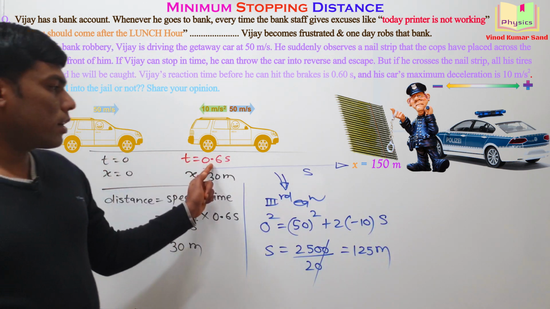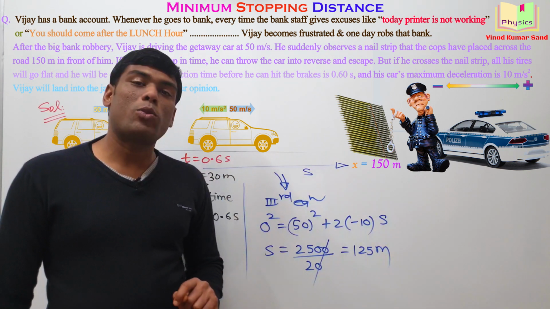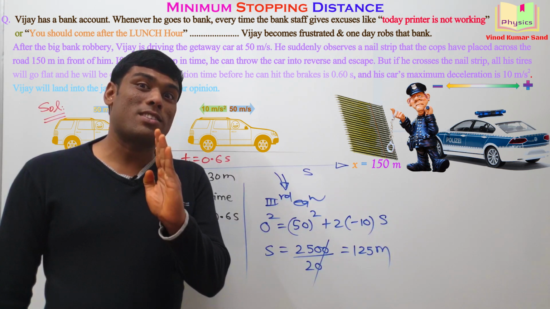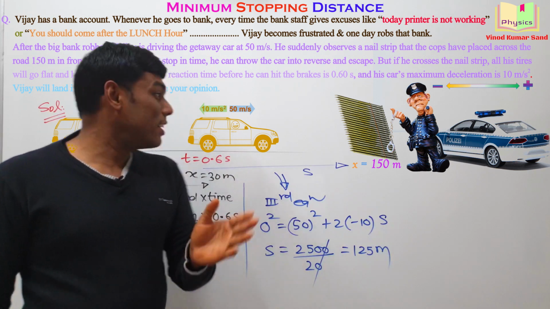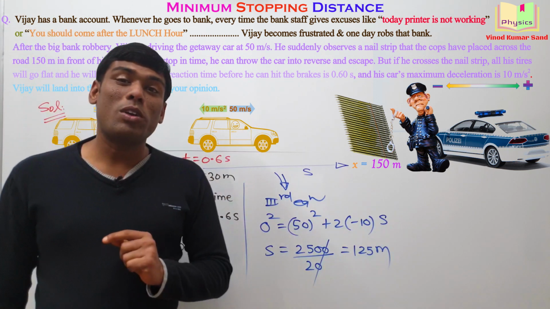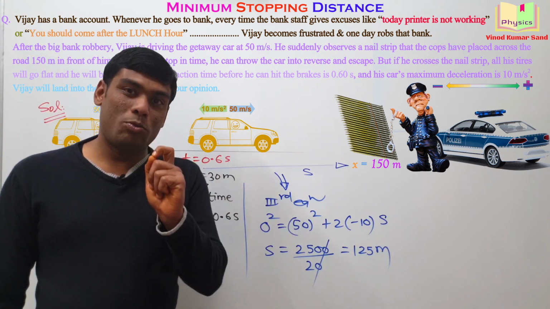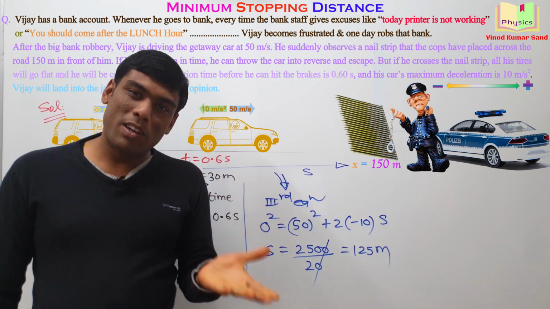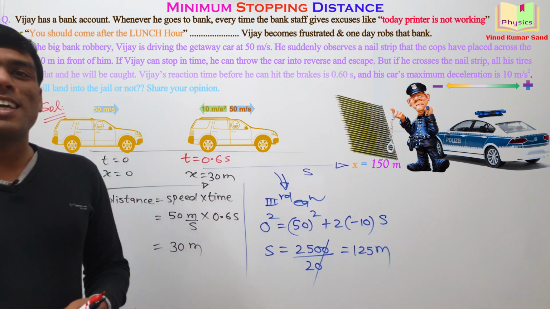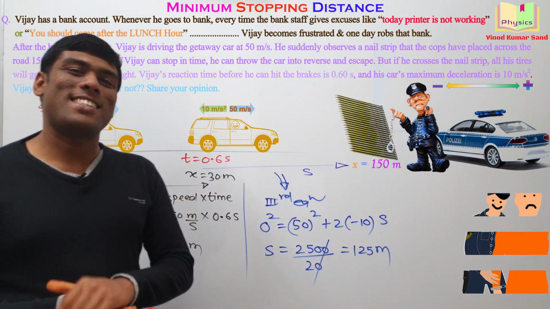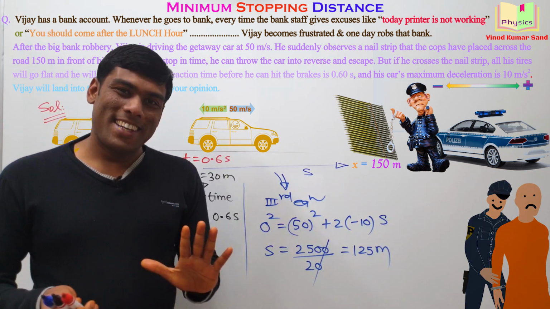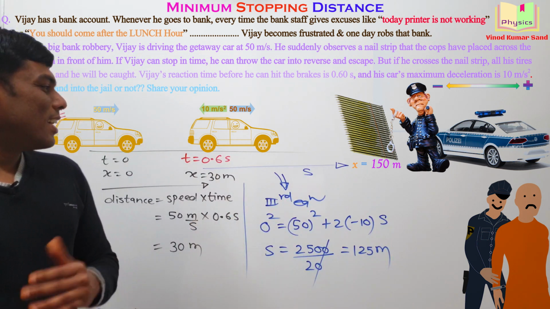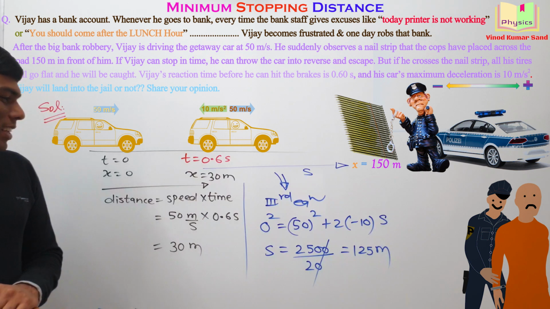This distance was 30 meter, this distance is 125 meter. Vijay has actually traveled a total distance of 155 meter, which is greater than the 150 meter distance. Means Vijay's car has crossed the nails. So the tire will burst and the cops will catch Vijay. So Vijay is in the jail. Clear? Simple and easy question. Note it down, then we'll go further.